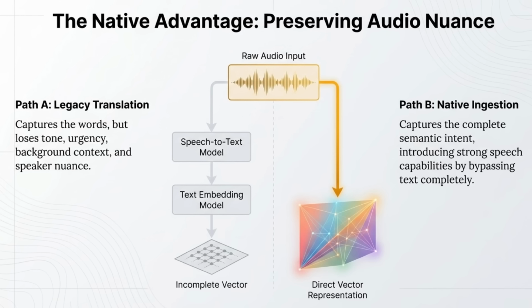A good example of this is audio. If you do speech to text and then text embedding, you basically are capturing the words, but you lose the tone, urgency, and background context. But if a model can directly process it and encode it, it is going to preserve the semantic intent.